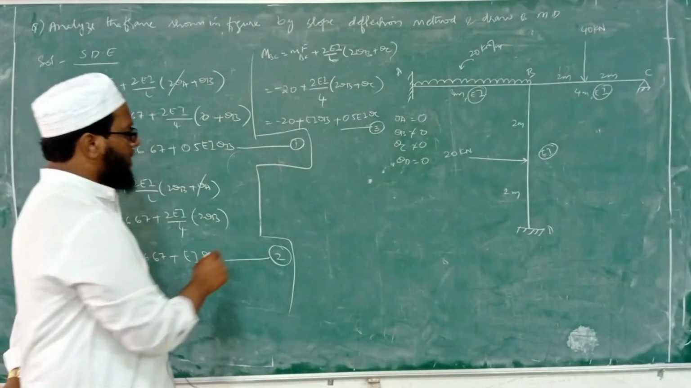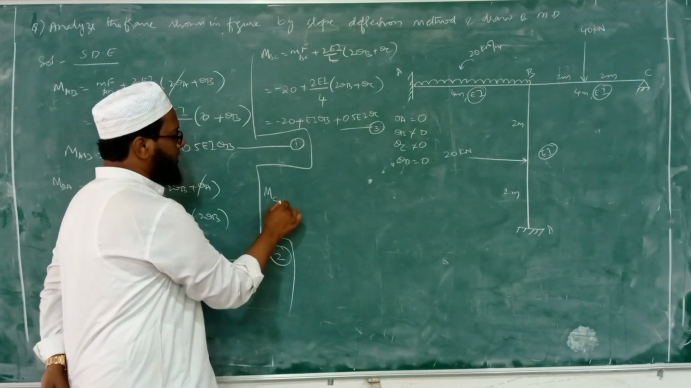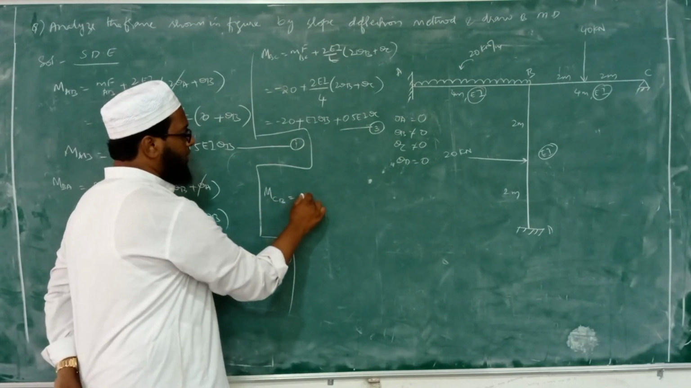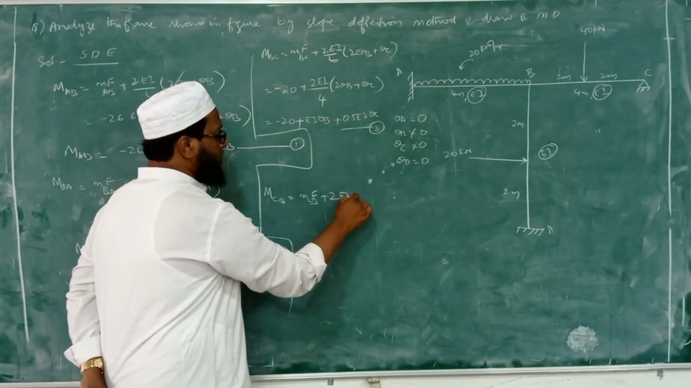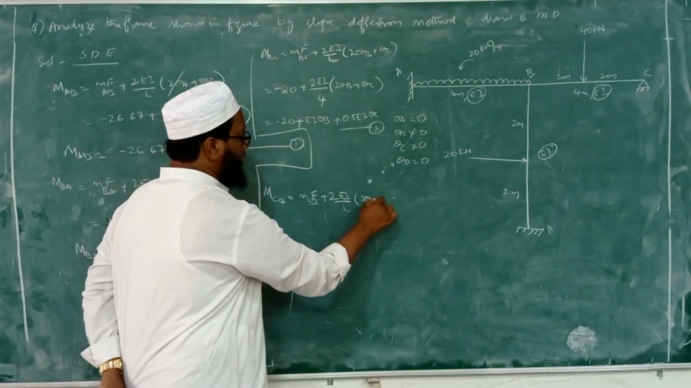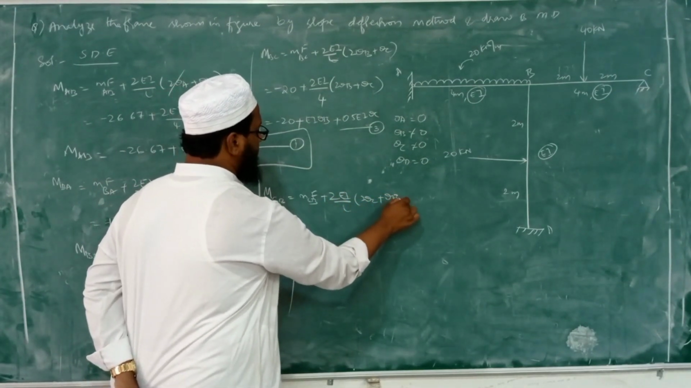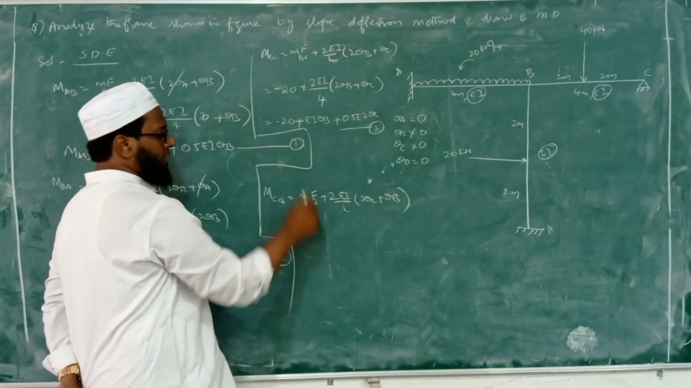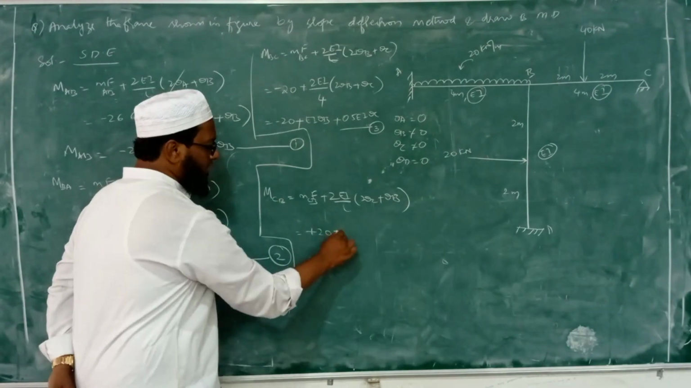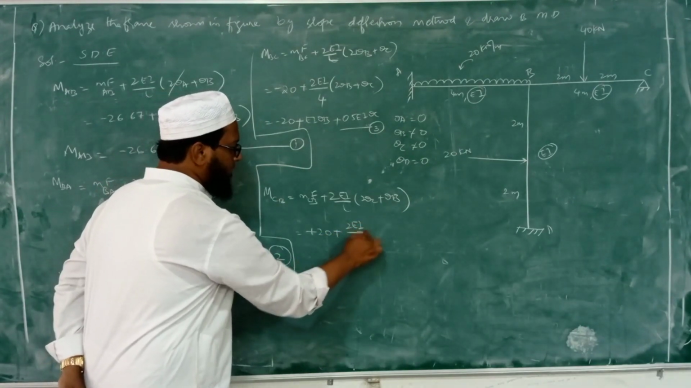Now we will go for the next equation, that is MCB is equal to MFCB plus 2EI by L into 2 theta C plus theta B. What is the value of MFCB? Plus 20, plus 2EI by L.